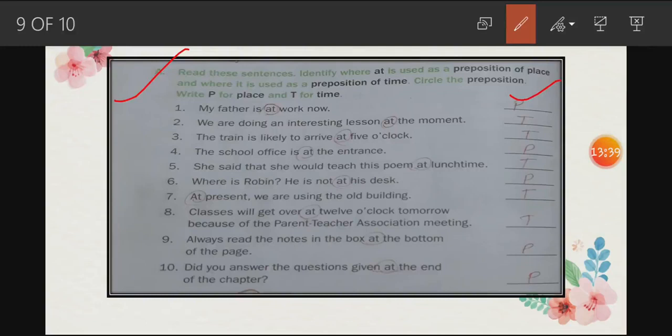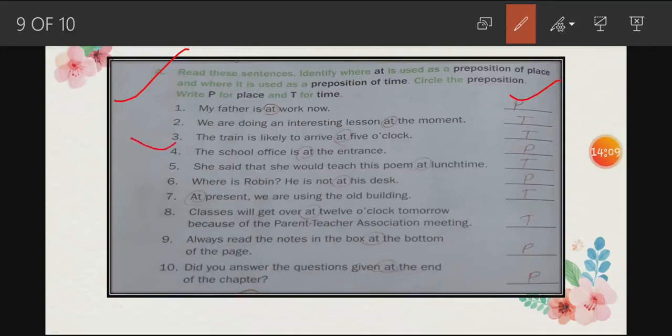Number 2. We are going to have an interesting lesson at the moment. So, at the moment. Always remember, there is no "in this moment" or "in the moment". There is always "at the moment", because you are talking about this moment, I mean now, that time, so you have to write at the moment. So it's about time, and that's why here it will be T.